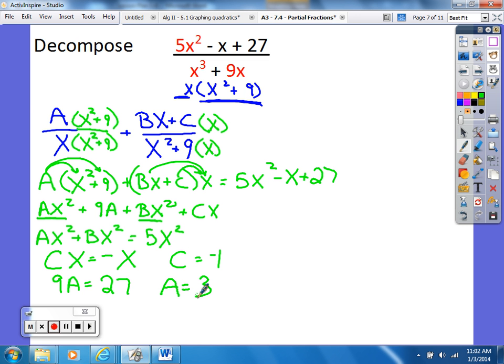Now, I can go back to this first one. Maybe I can figure out b now that I know a. So I know 3 plus what is 5? So b is 2. My a was 3. 3 plus what is 5? So it looks more complicated, right? Just because we've got lots of a, b, c, x's, x squared, numbers. But really it's pretty simple math-wise, right?